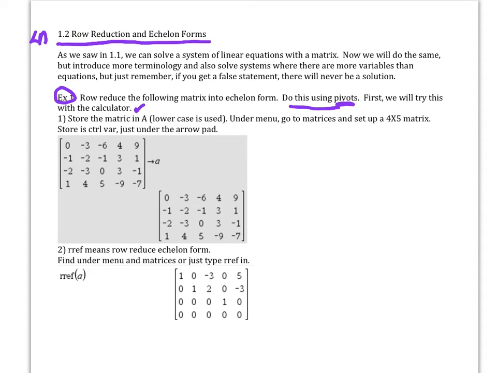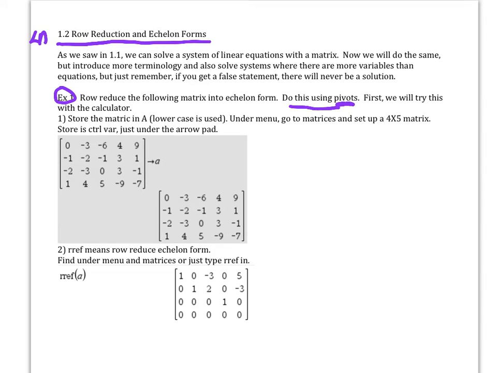So get your calculator out and go to the matrix. Store the matrix in A. So what you're going to do is go to the menu and deal with the matrices, or else go to the other button that has all the other functions in it and set up a 4x5 matrix. Remember, we have 4 rows and then we're going to have 5 columns. So this would be a 4x5. And then put this in, and then you can store this, and the store is Control var just under the arrow pad. So you should have this set up right here.